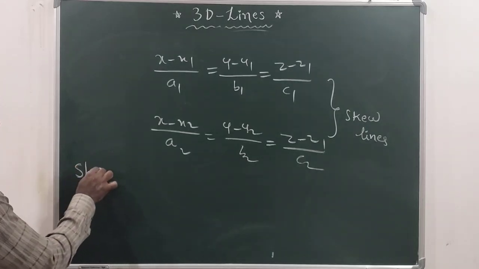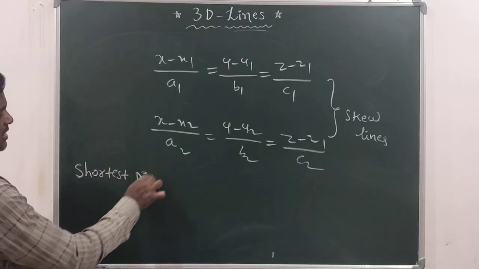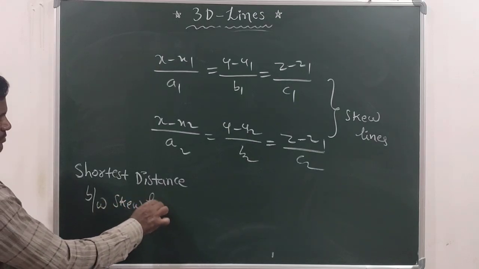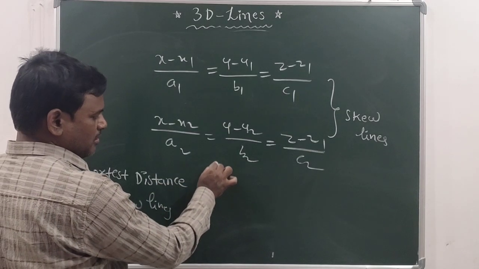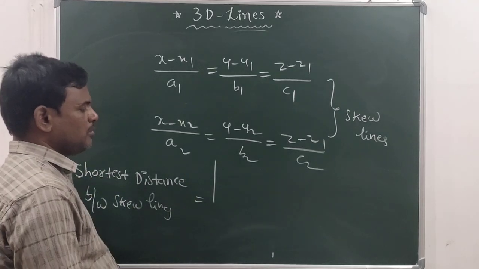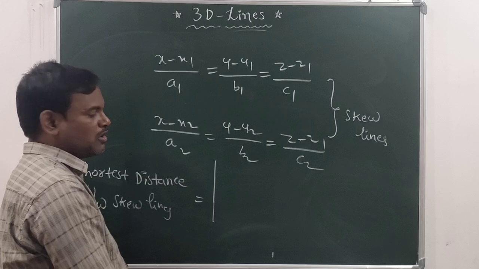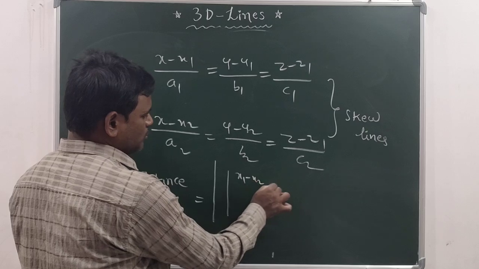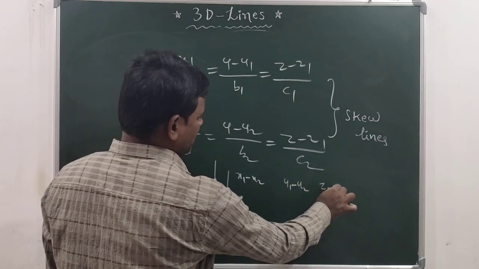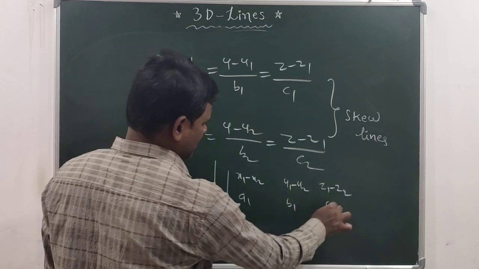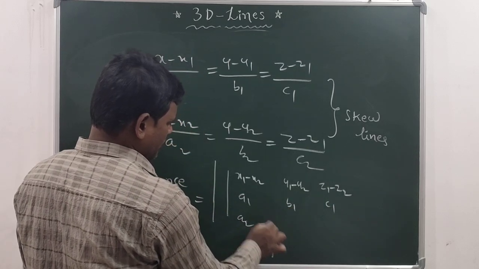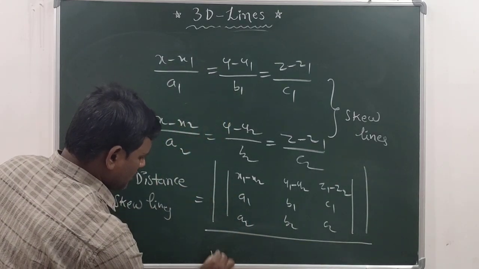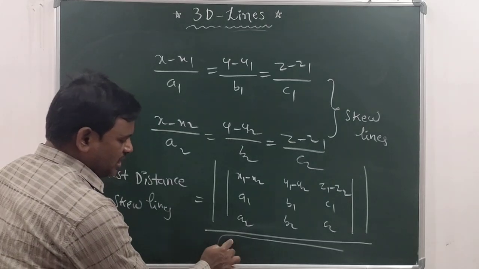Shortest distance between skew lines. See, mod of the determinant of x1 minus x2, y1 minus y2, z1 minus z2; a1, b1, c1; a2, b2, c2, mod whole, by square root of. So here, shall I put the summation symbol?